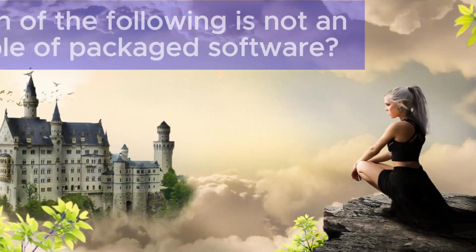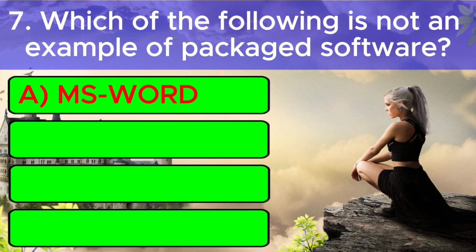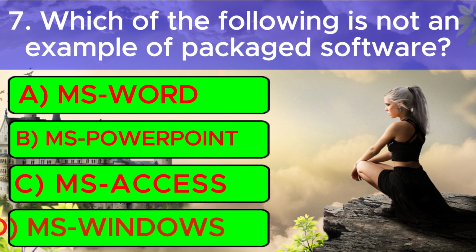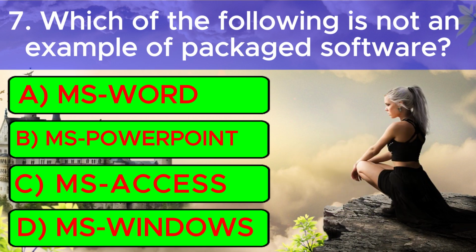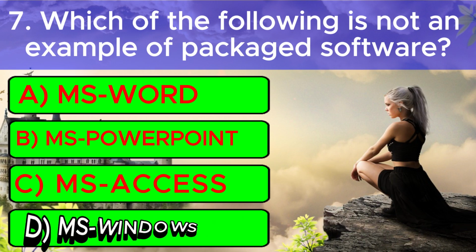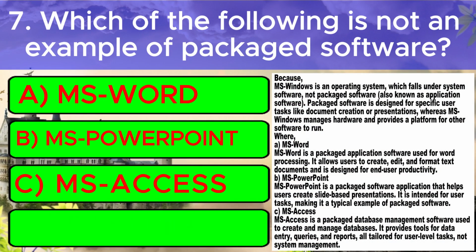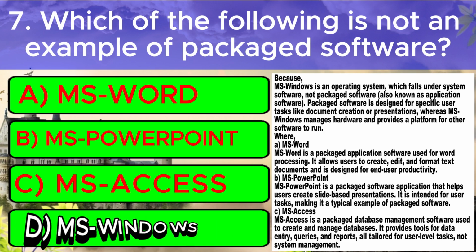Question number 7. Which of the following is not an example of packaged software? A. MS Word. B. MS PowerPoint. C. MS Access. D. MS Windows. And the correct answer is D. MS Windows. Because MS Windows is an operating system, which falls under system software, not packaged software, also known as application software. Packaged software is designed for specific user tasks like document creation or presentations, whereas MS Windows manages hardware and provides a platform for other software to run.